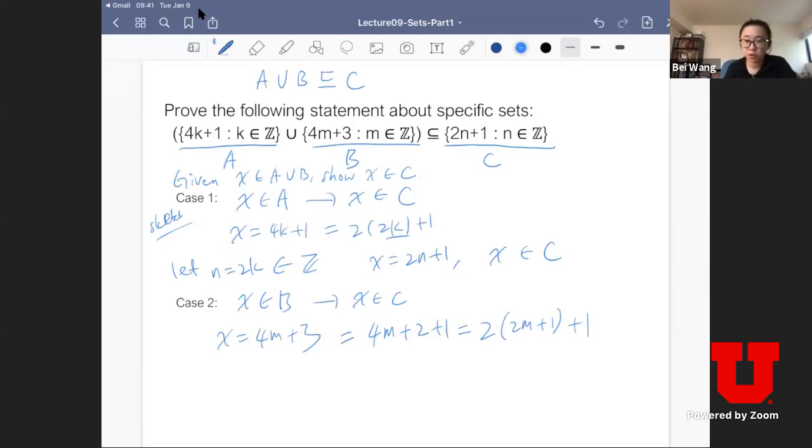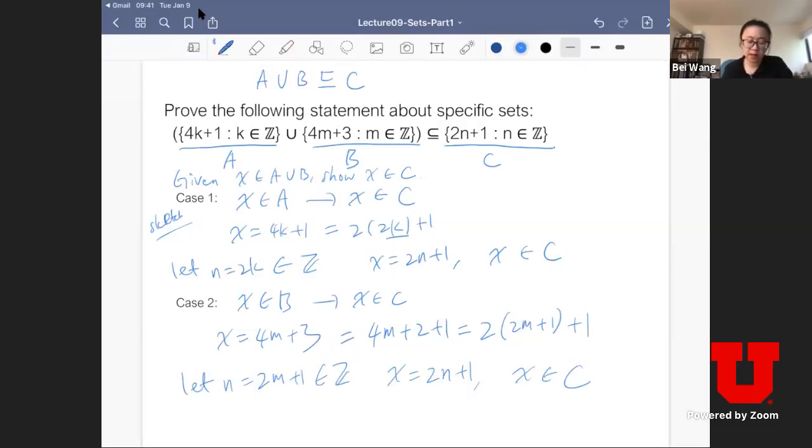Again, I'm going to use the closure properties of integers. I'm going to let the variable n equal 2m plus 1. And by closure property, this is an integer. So that means x can be expressed as 2n plus 1. Again, this means x belongs to C. Okay?